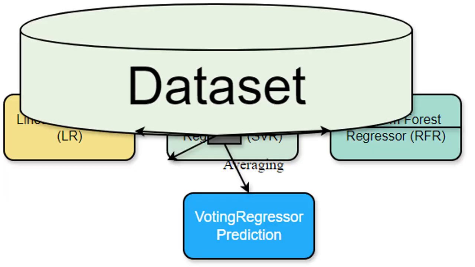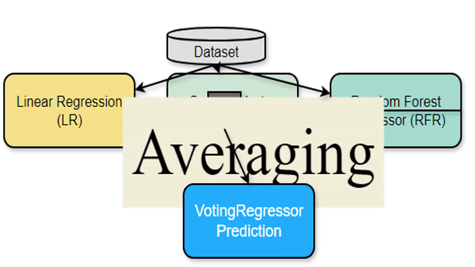I'm using the same dataset to train each of the three different regression models: linear regression, LR, support vector regressor, SVR, and random forest regressor, RFR. This ensures a fair comparison when I evaluate the performance of the voting regressor, which combines these models. The voting regressor, when using soft voting, takes the predictions from each of the three individual models, LR, SVR, RFR, and calculates a simple average.